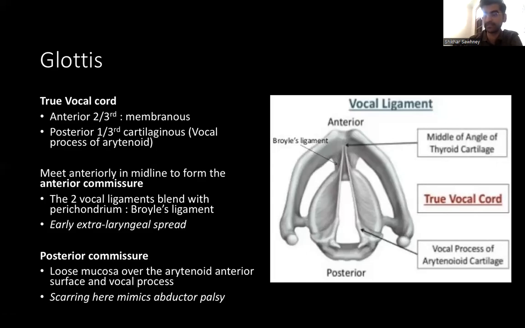Now, this has immense clinical significance as tumors in the anterior commissure gain direct access to the thyroid cartilage through the Broyles ligament and can spread extralaryngeally through this pathway.